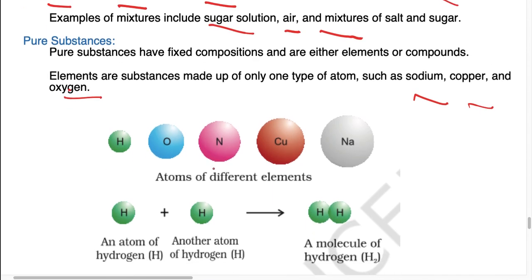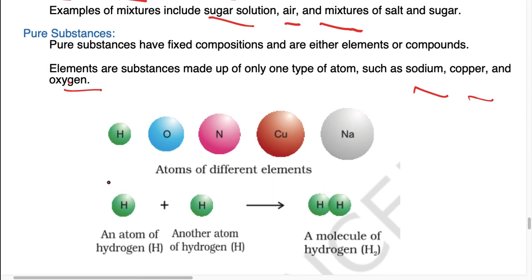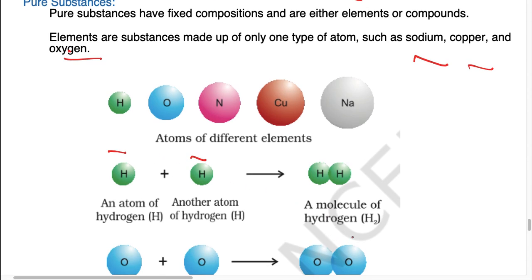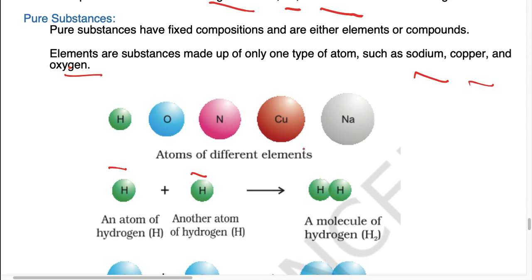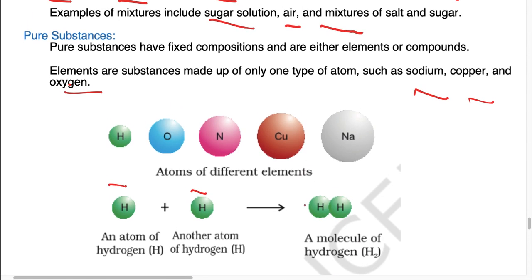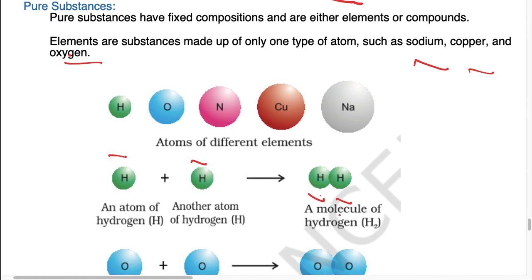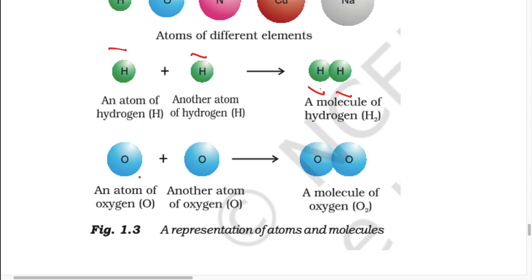As an example of an element, if we combine two hydrogen atoms, then it will create one molecule of hydrogen. The hydrogen molecule is called a pure substance. Similarly, in the picture you can see two oxygen atoms combined, and we get one oxygen molecule.